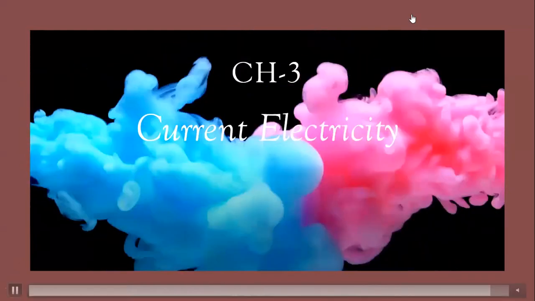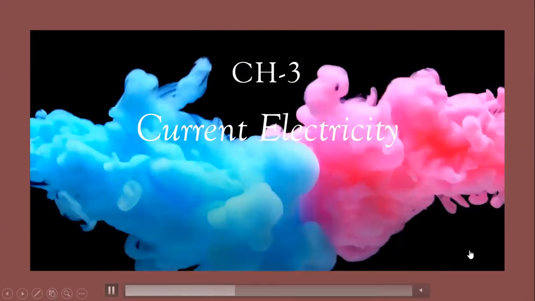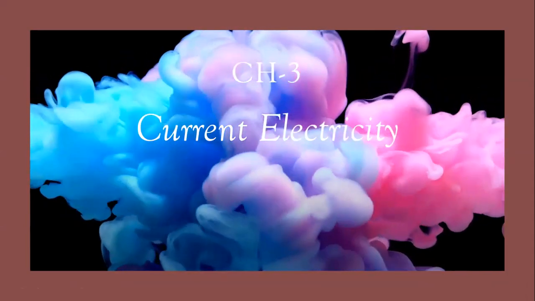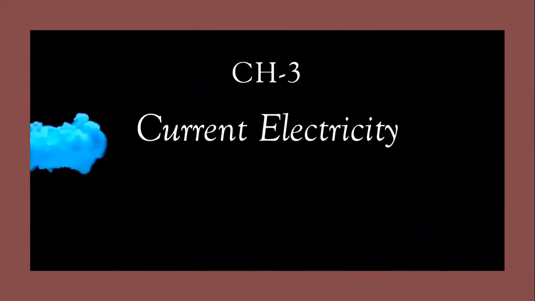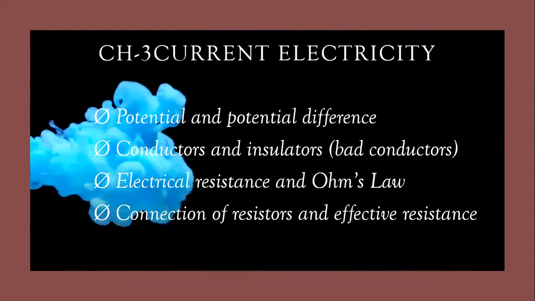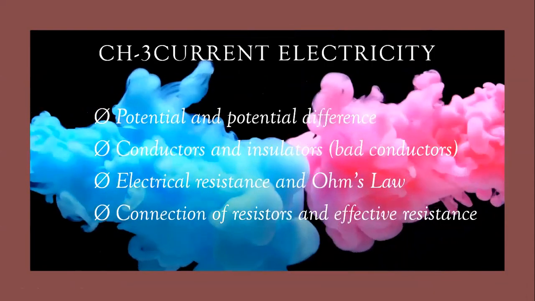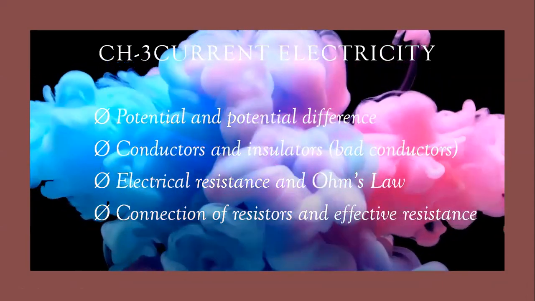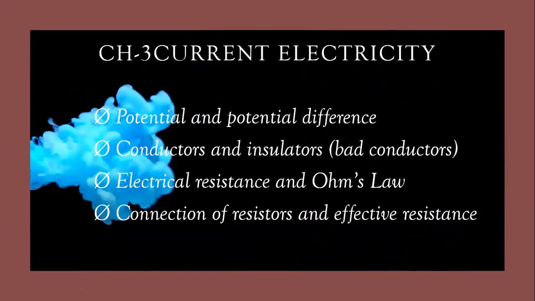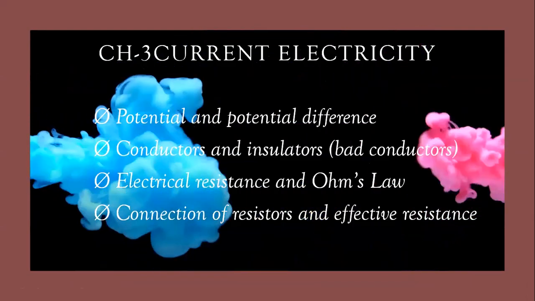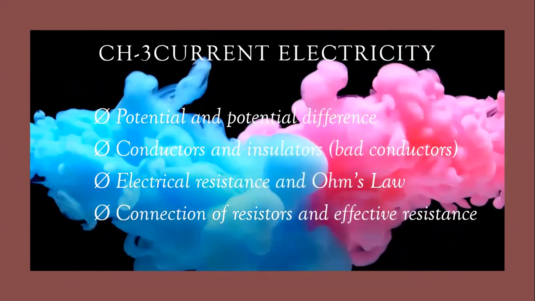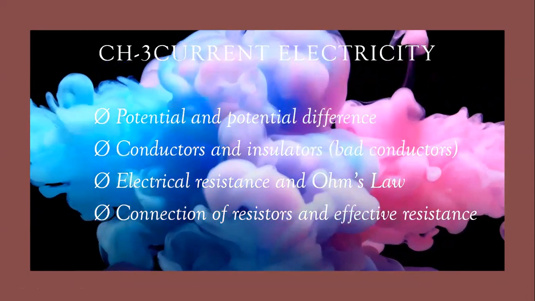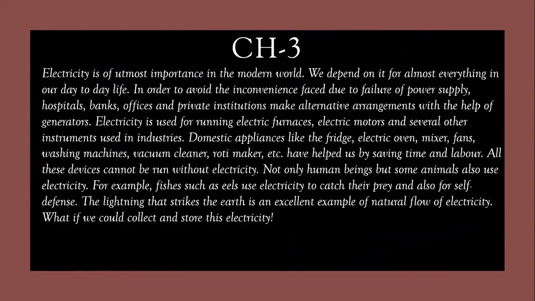The chapter is based on electricity. We all know the meaning, we did it in the previous class. What is given in this whole chapter is potential and potential difference, conductor and insulator, electrical resistance and Ohm's law, connection of resistors and effective resistance. That is all about the chapter, divided into 4 parts.